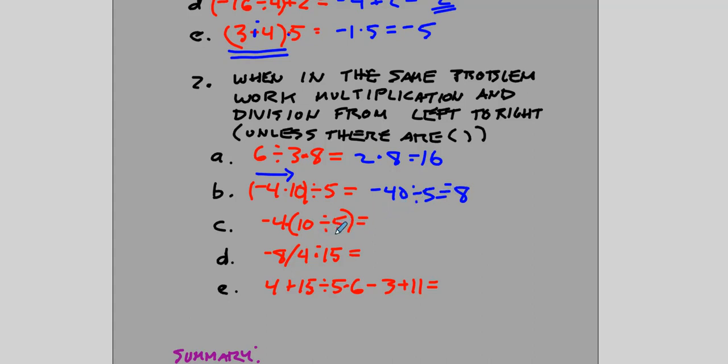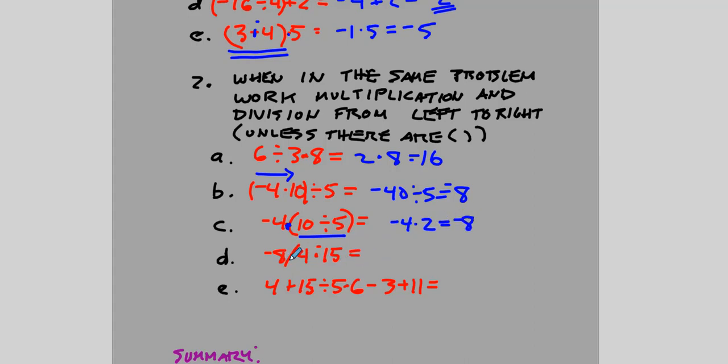In this question, because I have parentheses here, this takes priority, so I do this first. So this is negative 4. I have a dot there. You don't usually show the dot, but you can put one in. That means multiplication. So here I'm going to take the 10 divided by 5 first, which is 2. And I have negative 4 times 2, which is negative 8.